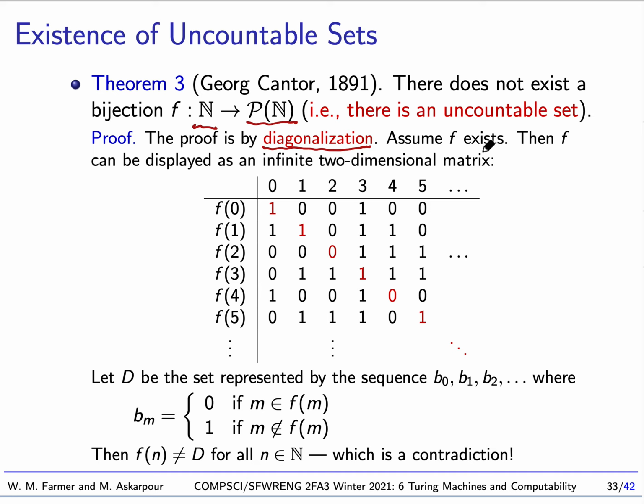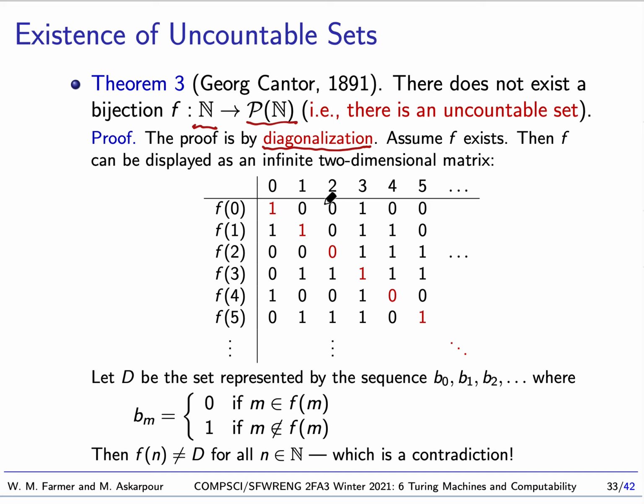And the proof is pretty simple. We assume that there is a bijection. We assume there is some bijection F. And then that bijection can be displayed as this infinite two-dimensional matrix. And so on the top here, we have the natural numbers, 0, 1, 2, 3, 4, and 5. And on the side, we have a listing of the subsets of N. So the first natural number gets mapped to the first subset, the second gets mapped to the third subset.